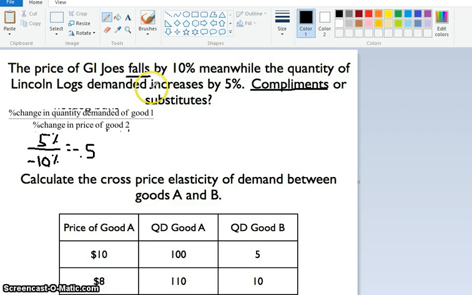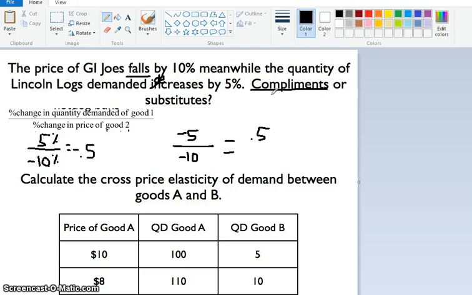Because if we change this, and instead of increasing for the Lincoln Logs, we said decrease, we would get negative 10 over negative 5, which would equal 0.5, and we would have substitutes where the price is falling. So again, it would seem that people were buying more G.I. Joes at the expense of the Lincoln Logs. They're not purchasing the Lincoln Logs, which would give us a substitute-like relationship. So that matches with our rule.